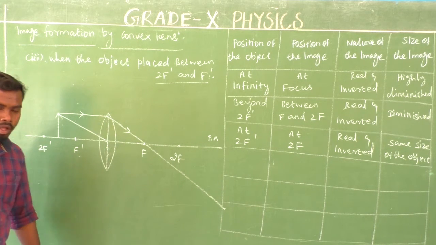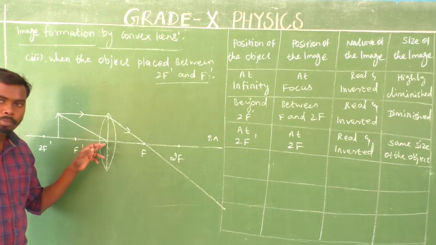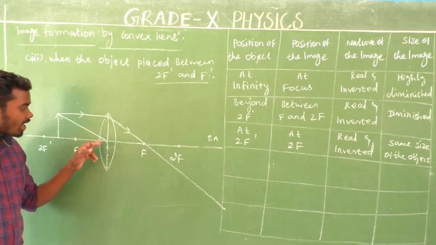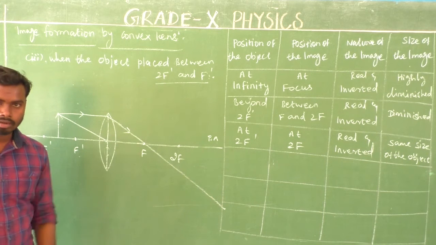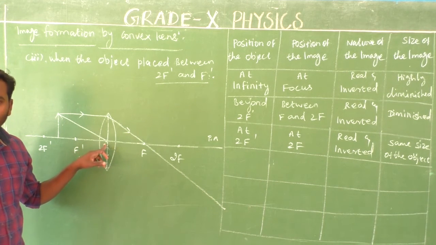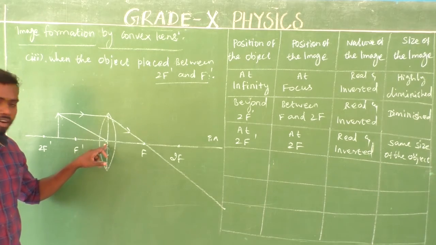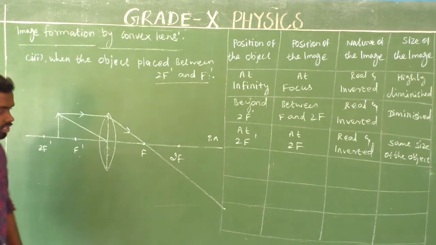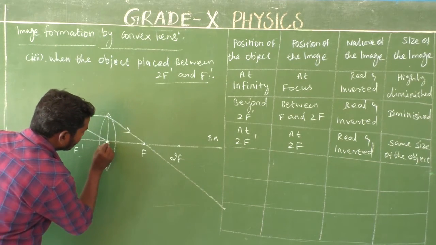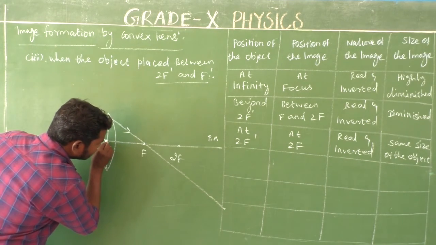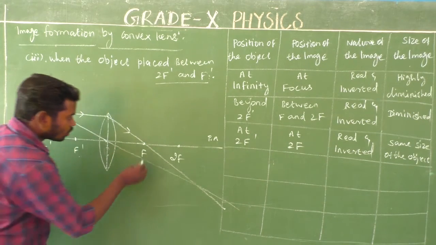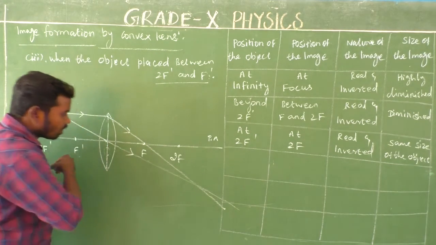Whenever light goes through the optical center, the center point of a convex lens, what will happen? That light will remain in a straight line, because there will not be any refraction, which means there will not be any bending of light. Light will go in a straight line. So after refraction, this incident ray will go straight like that. So this is one refracted ray and that is another refracted ray.